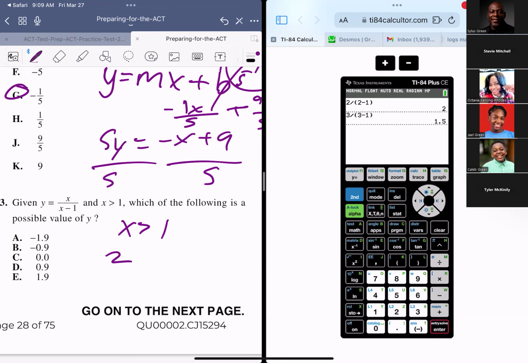And that's going to keep getting lower, but it's not going to get negative, and it's not going to get to 0, because I don't think you can divide anything by something to get 0 unless you're dividing 0 by something, and it says x is greater than 1. So you know y can't be 0. You know that y can't be negative. So actually, I'm not going to circle it. I'm going to cross it out.